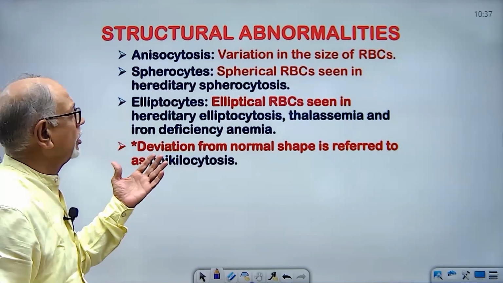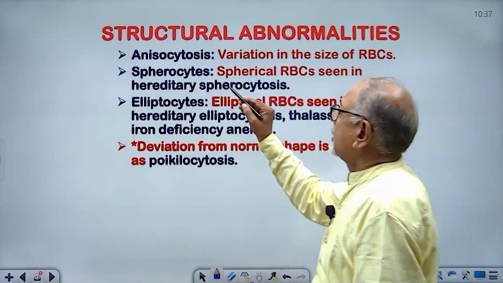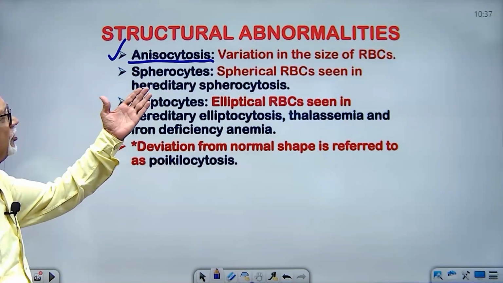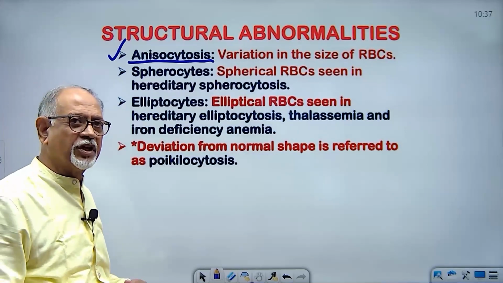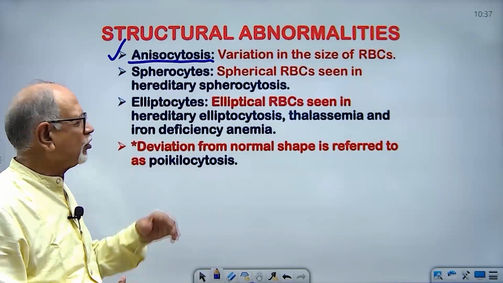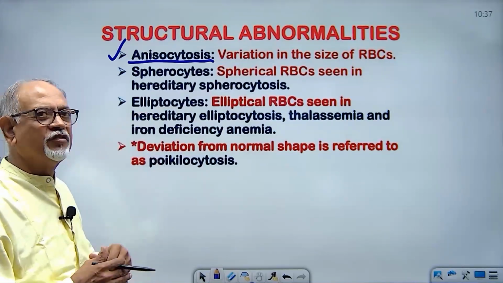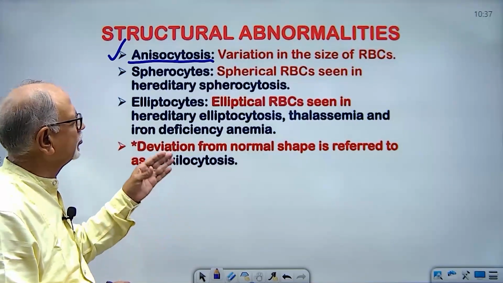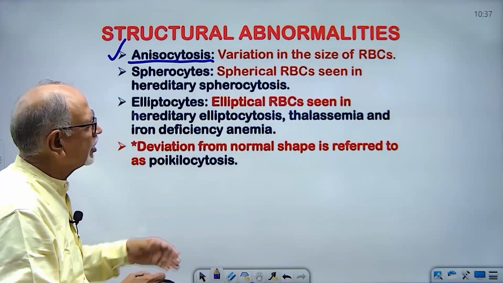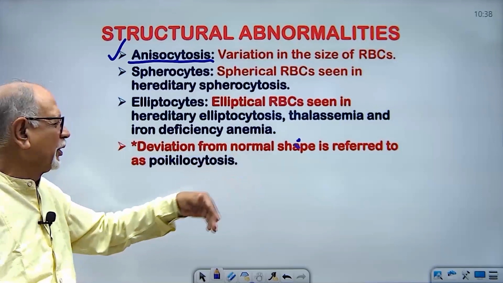Now, if there is a variation in size, it is called anisocytosis. Like spherocytosis, if the RBCs become spherical in shape, it is a hereditary disease called hereditary spherocytosis. Similarly, if the RBCs become elliptical in shape, it is called hereditary elliptocytosis. It occurs in case of thalassemia and iron deficiency anemia.